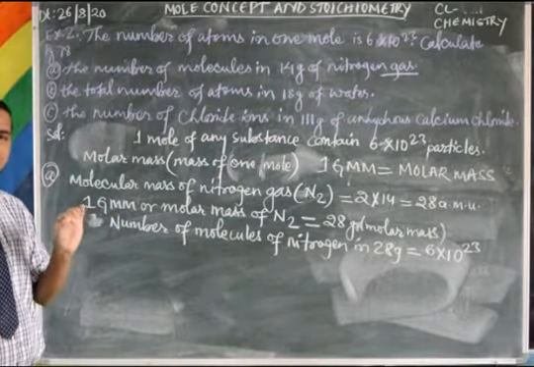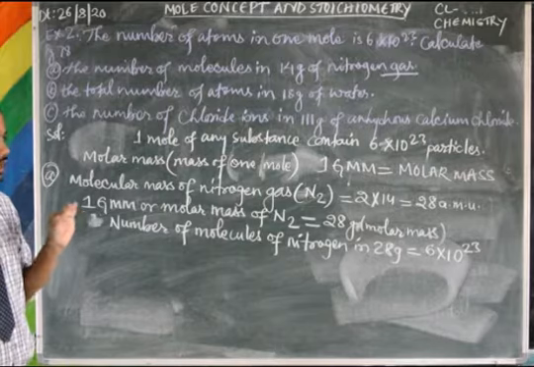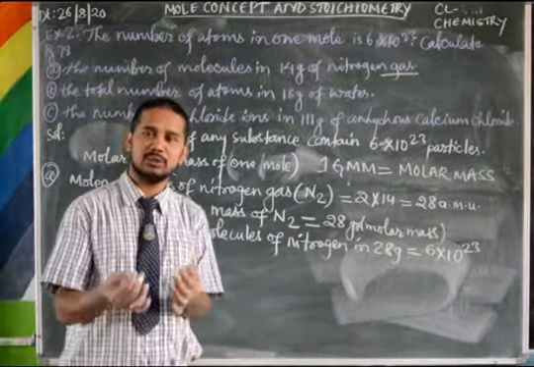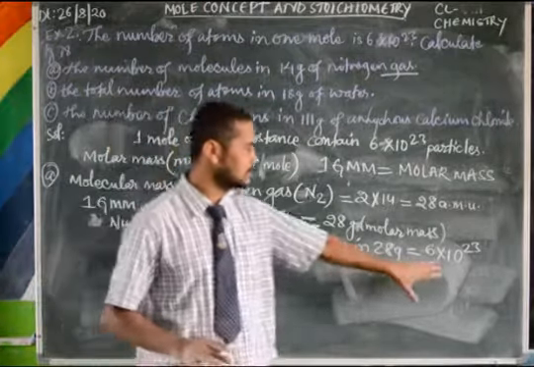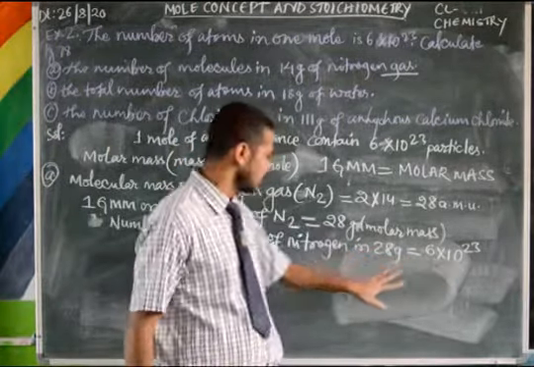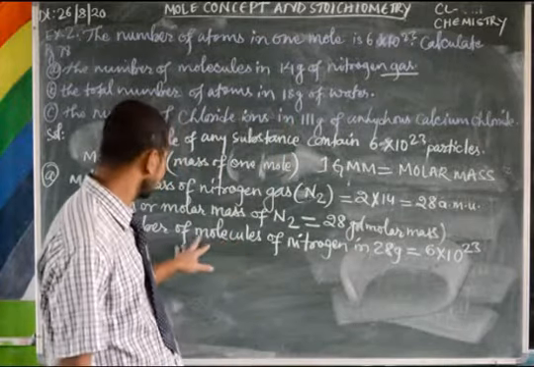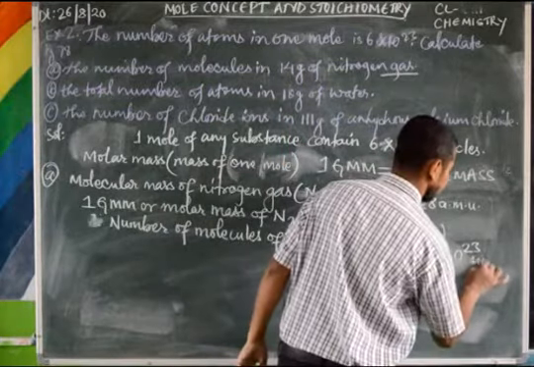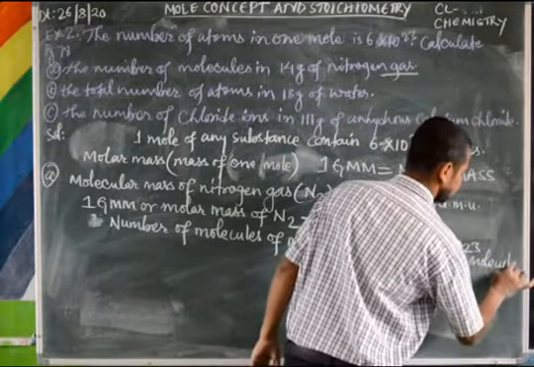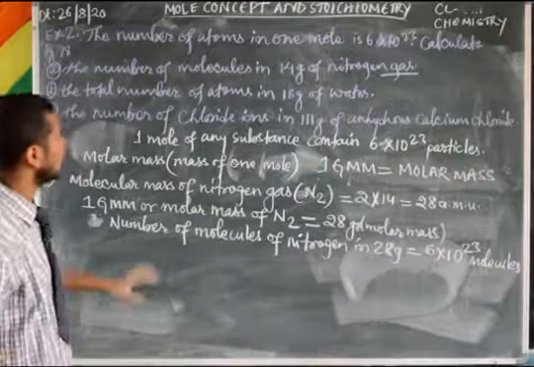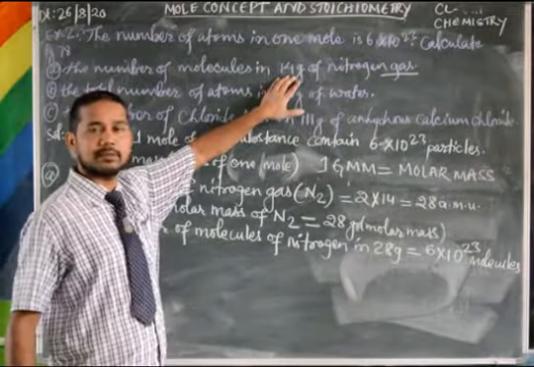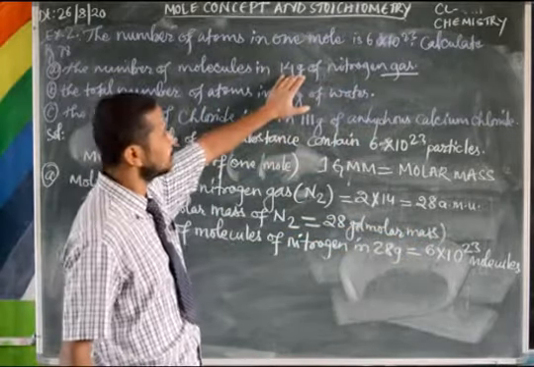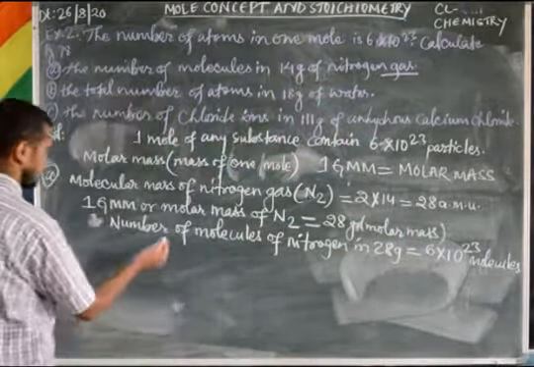The mass of 1 mole of nitrogen gas is 28 gram. And we know that 1 mole of anything contains this many particles. Here it is molecules. So the number of molecules of nitrogen in 28 gram is 6 into 10 to the power 23 molecules. But what is given here? 14 gram. So let's do then.